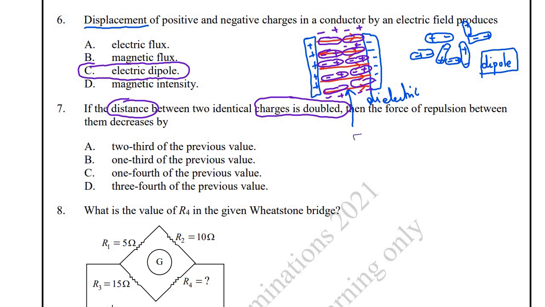The relation between the force and the distance between the charges is such that F is proportional to 1 over the square of the distance between the charges. So let's say we are doubling the distance between the charges. So R should be replaced with 2R. So force will be proportional to 1 over (2R) whole square. So this will become force proportional to 1 over 4R squared. So this 4 represents that this force will reduce by 4 times.